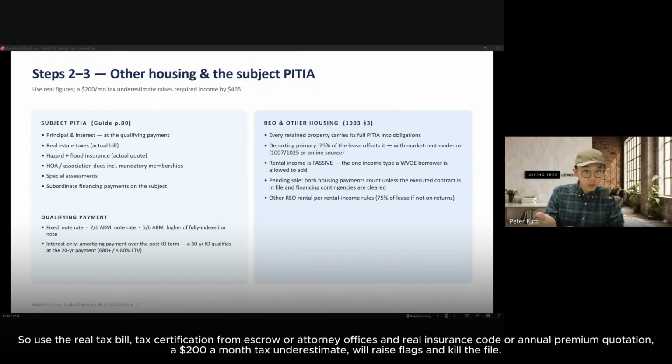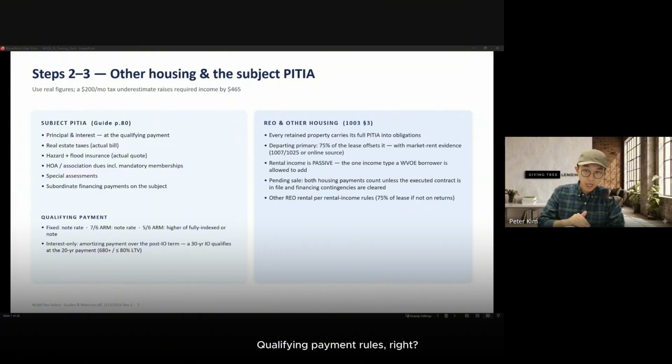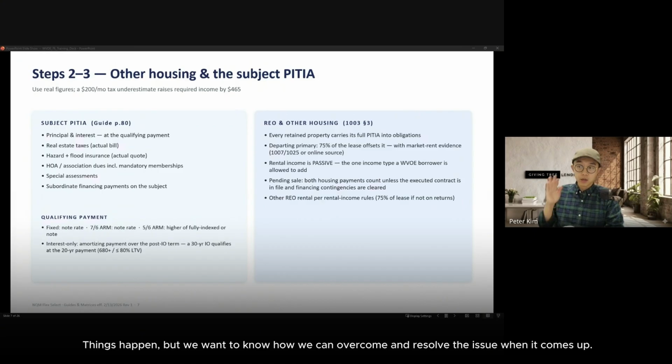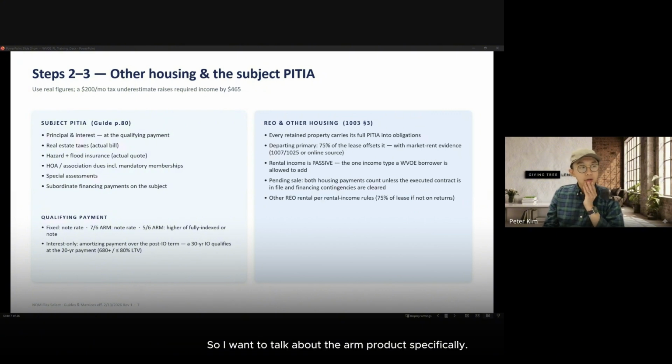A $200 a month tax underestimate will raise flags and kill the file. Qualifying payment rules, right? So when we accidentally use a seller's current property tax rate for our new purchase qualifying, it's unfortunate. Things happen. But we want to know how we can overcome and resolve the issue when it comes up. So I want to talk about the ARM product specifically.